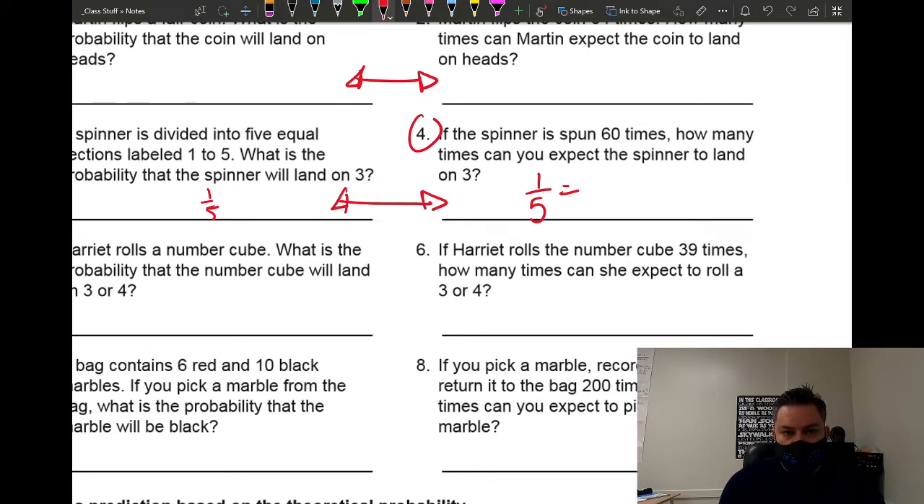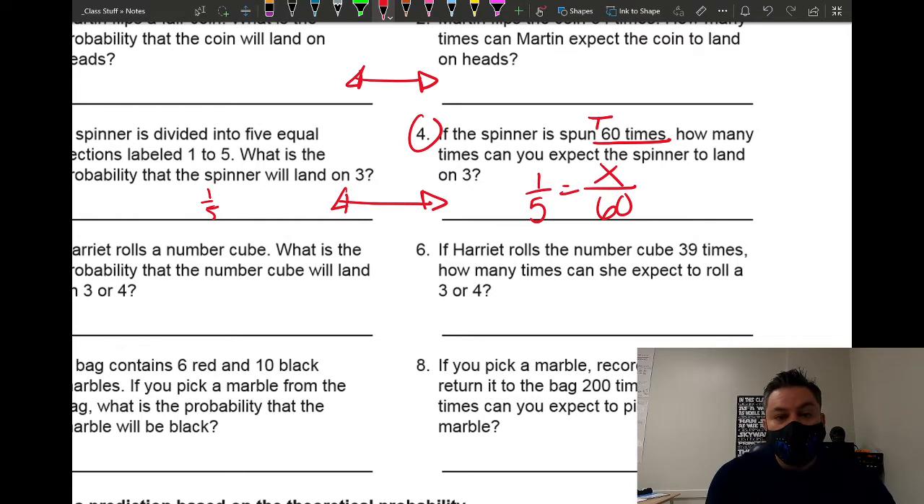You're going to do the equal sign, and we're going to do cross products. This is the total number of times that you're going to spin this. So this is part over total. So basically, you're going to put it at the bottom. 60 goes at the bottom, and this is x.